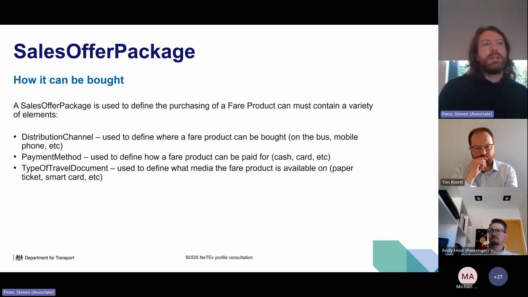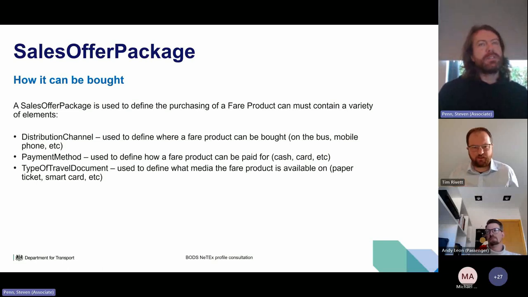And a type of travel document, which is where we define what media the fair product is available on. This is quite not an immediately obvious element, because they are kind of fixed enumerations from the schema, and the schema hasn't really been updated in quite a while. So the sort of modern EMV tap and go is not very well described. It's essentially described as an electronic document. But for most of the things like paper ticket, smart cards, there are good values that are more immediately understandable. So we're making all of those elements mandatory: how you can buy it, where you can buy it, and how you pay for it.